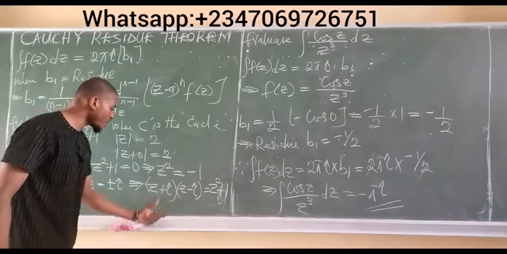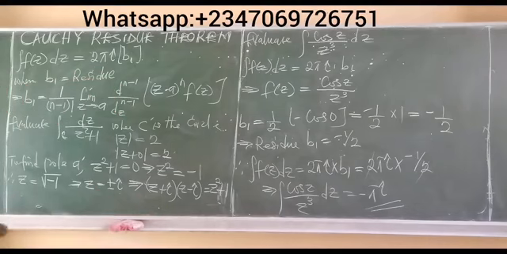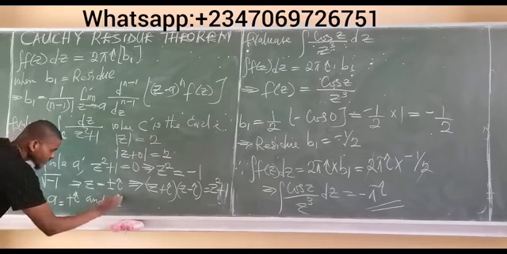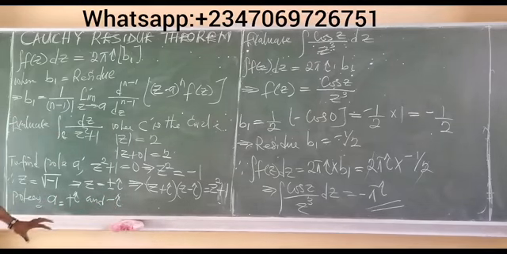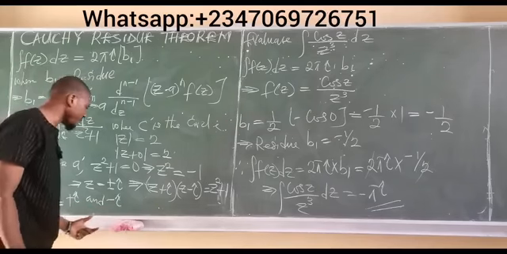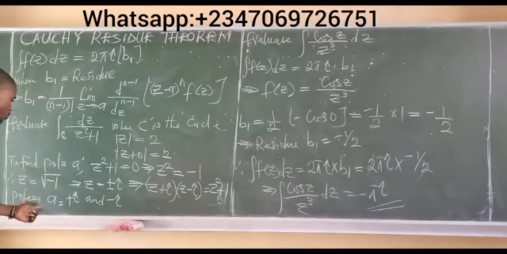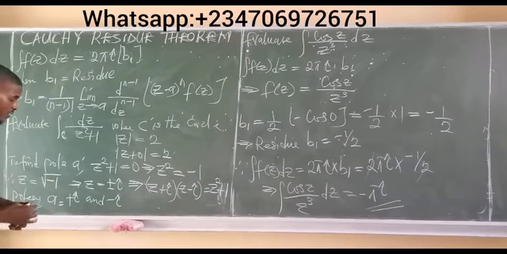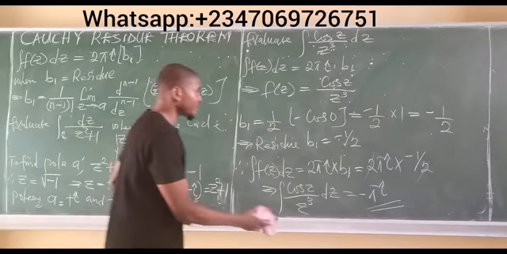Okay, now if you have this, not forgetting your poles, the poles a are simply plus i and minus i. These are our poles. Now we have to confirm if these poles fall within this circle before we can employ Cauchy's residue formula to solve. Okay, let's try it over there and see.